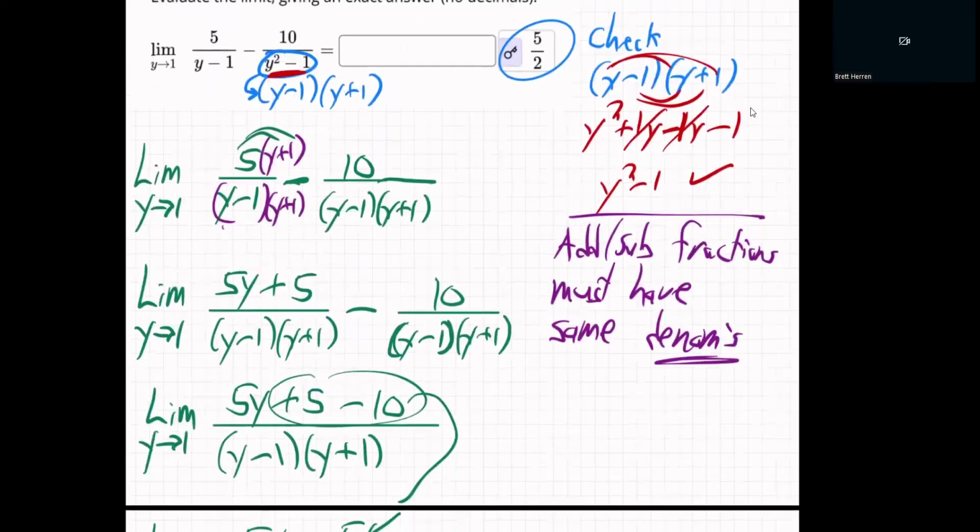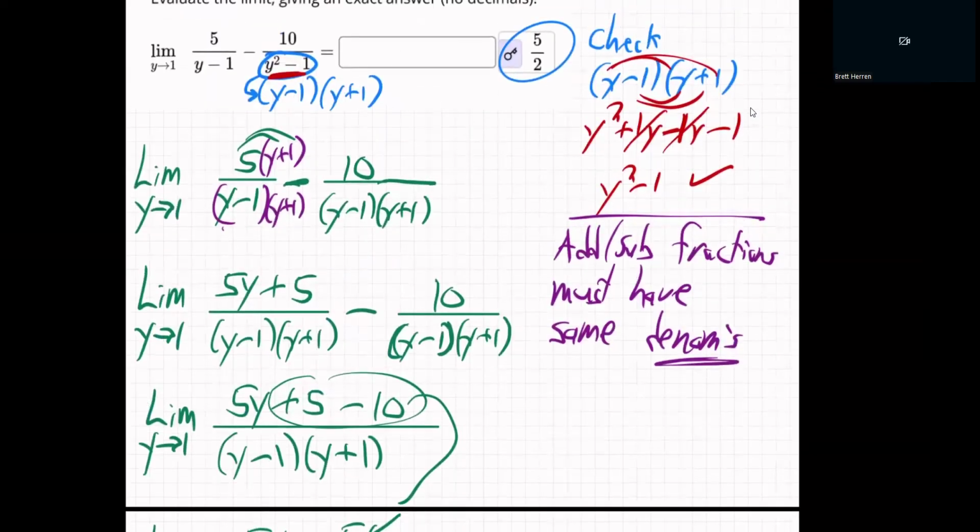So recapping, what did we do there? We did a lot, didn't we? First off, we factored this denominator. It's called a difference of squares: y times y to make y squared, 1 times 1, one negative, one positive to make negative 1. Then we said we've got to subtract these fractions. To add or subtract fractions, we have to make the bottoms the same. So multiply top and bottom of this one by y plus 1 to make the two denominators the same. We have to do the same thing top and bottom so we don't change the value of the fraction.